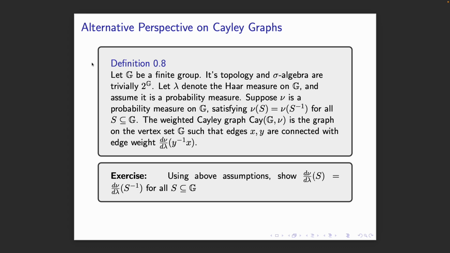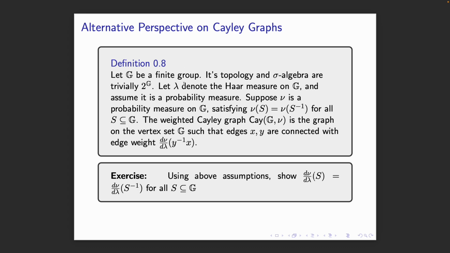So I'm going to tell you about how I think you should think about Cayley graphs. So if you have a finite group with a trivial topology and sigma algebra, finite groups are really easy. You don't have to worry about any of the non-measurable weirdness. Everything works really well when things are finite.